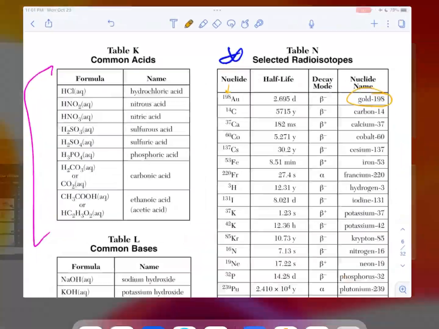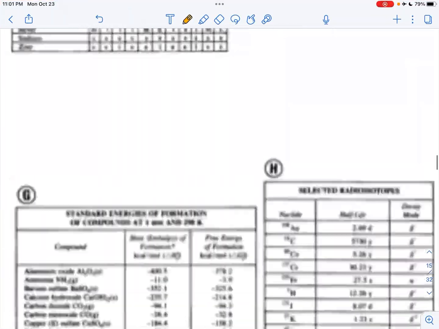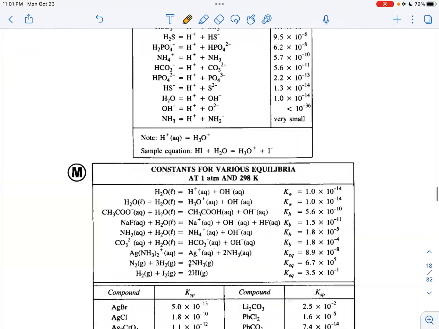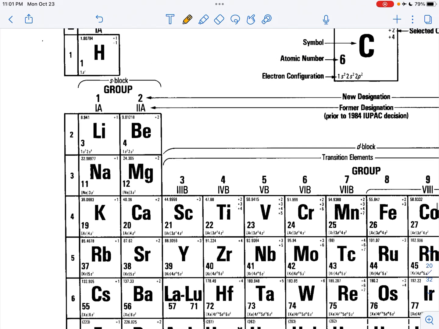If we were to go back to the periodic table, which again is sideways. Is this one also going to be sideways? No, this one's not going to be sideways. Guess I'll use this one.